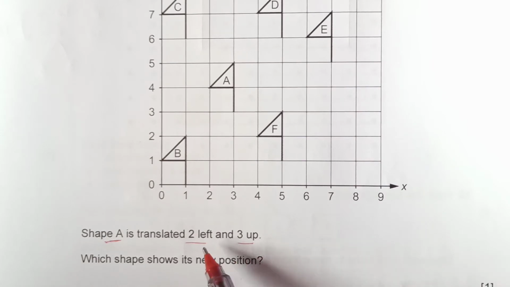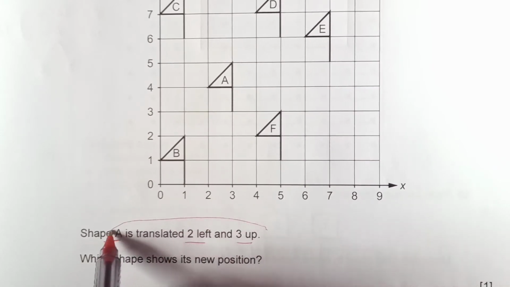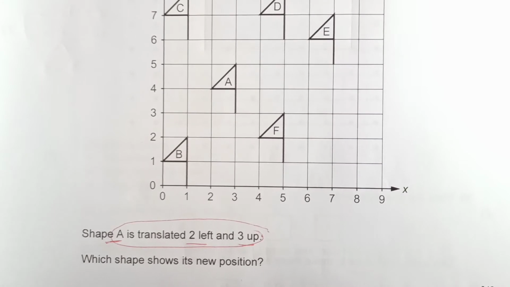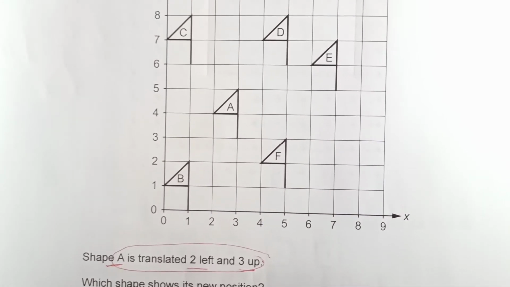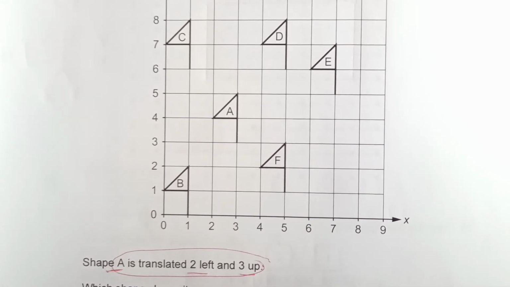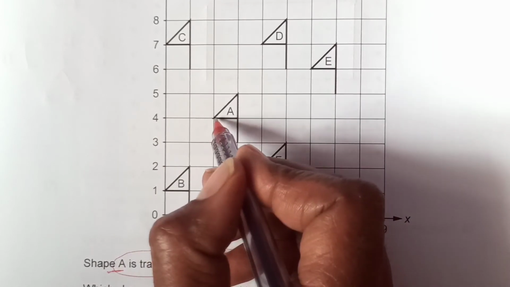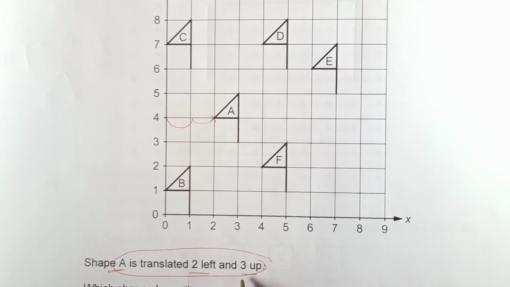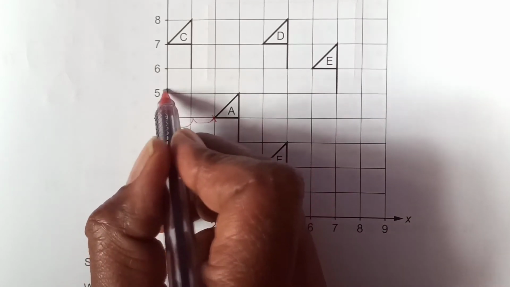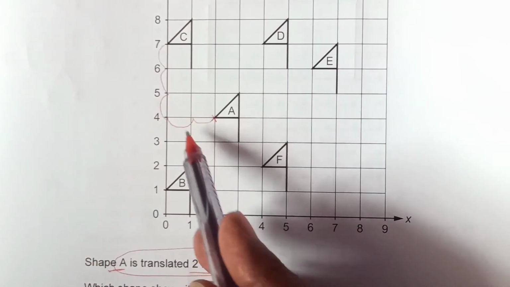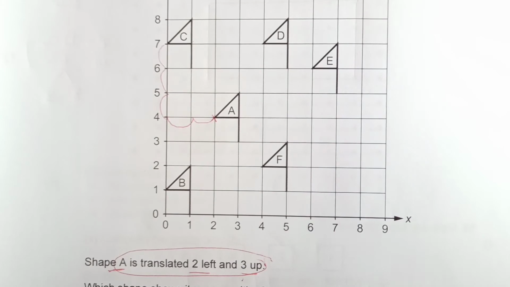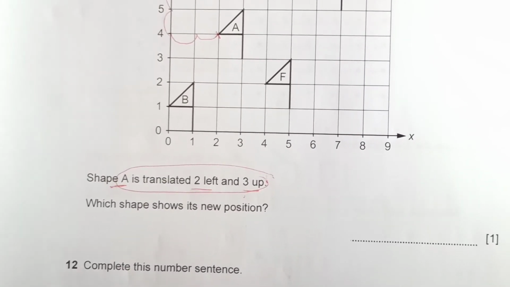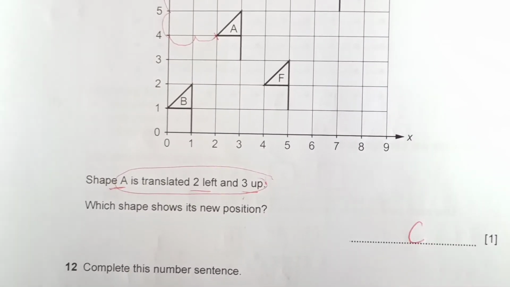So we need to see which shape it is when you move A. So A is translated 2 left. So you can start from any corner. This one, 2 left, let's say 1, 2 left, and then 3 up. 3 up is 1, 2, 3. So we reached shape C. So the final answer will be C here, shape C.